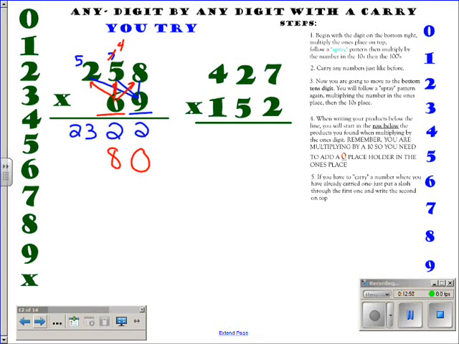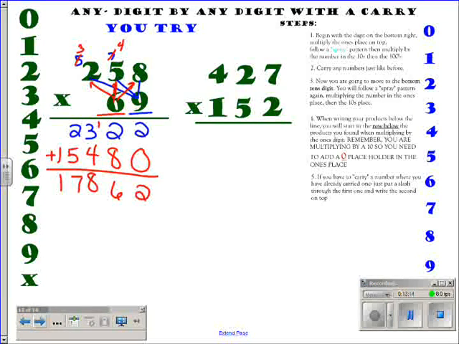6 times 5 is 30, plus 4. Cross out my 5, carry my 3. 6 times 2 is 12, plus 5, 15. Add those up. 2, 16, 8, 7, 1.